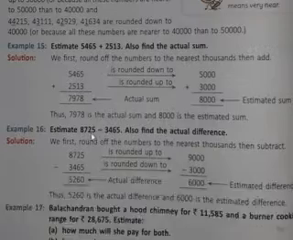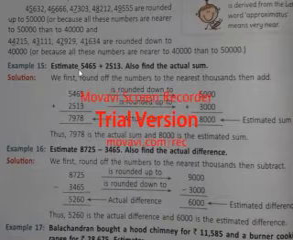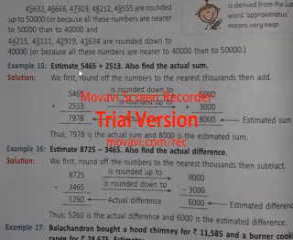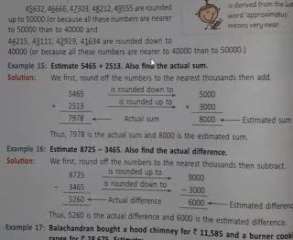Here is a question, example number 15: estimate 5,465 plus 2,513. Also find the actual sum. Students, here it has been said to find both. In the question it has not been said, but I have also made it. If you have seen the PDF, you might have understood how to find the actual and the difference. Just see: estimate 5,465 plus 2,513, also find the actual sum.